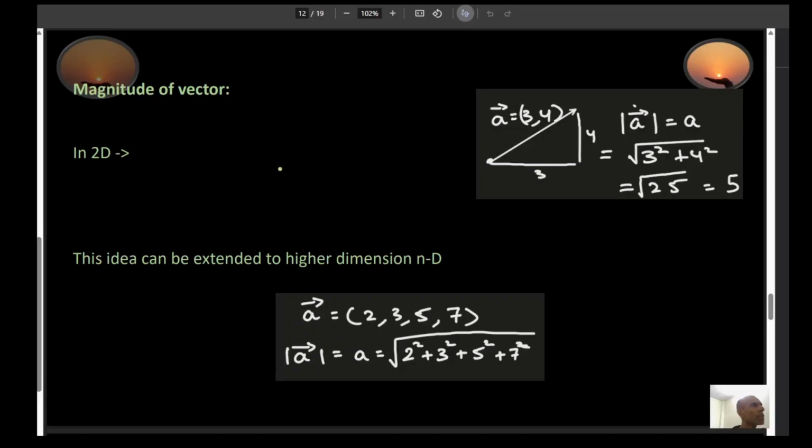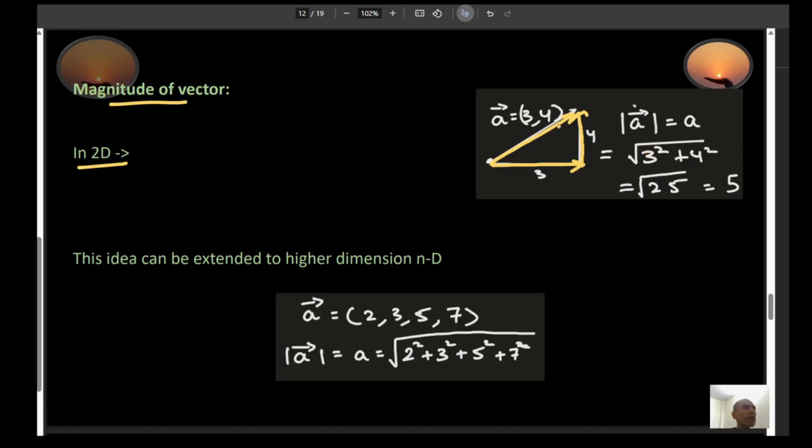And now let's take a look at the magnitude of a vector. Suppose you have a vector in two dimensions like this, a equal to (3, 4). It means that you go 3 units in the horizontal direction and 4 units in the vertical direction. Now if you remember the Pythagorean theorem from high school, the length of this vector from here to here would be equal to the square root of 3 squared plus 4 squared.